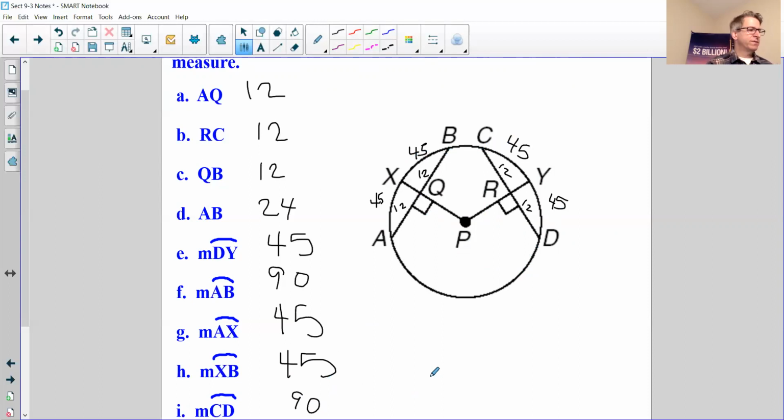And that's the notes for section 9.3. Keep a lookout for today's work. But that's the full lesson on 9.3, arcs and chords. Get familiar with your theorems.